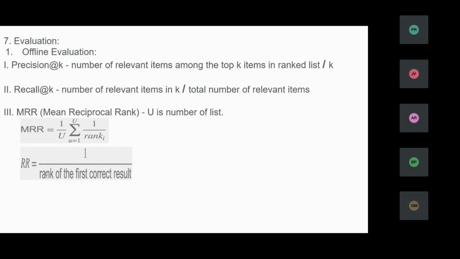The other one is recall at k, which is the number of relevant items in k divided by the total number of relevant items. Similar to the scenario discussed for precision at k, if the number of relevant items is equal to 1, the recall at k will be equal to 1 if it appears in the top k videos, else it will be 0.